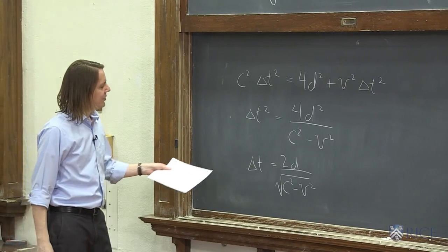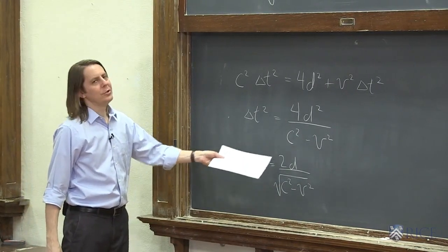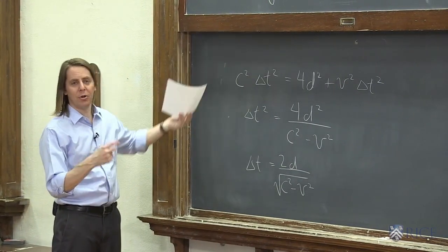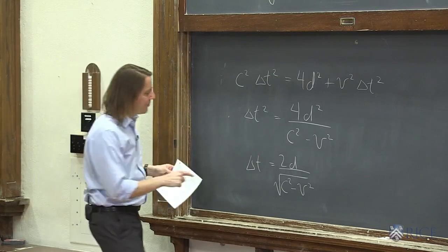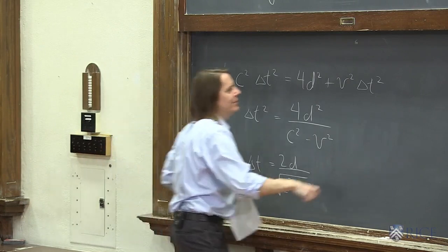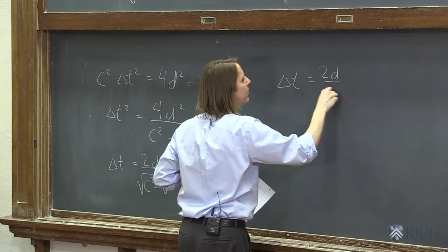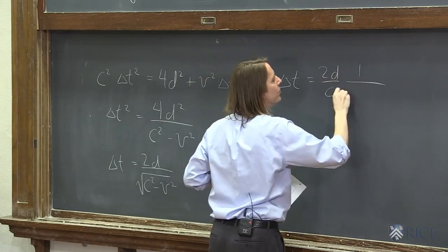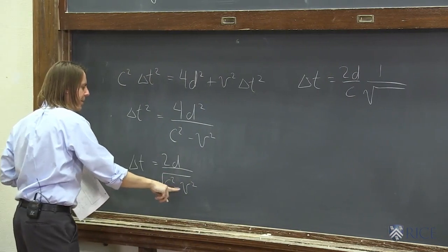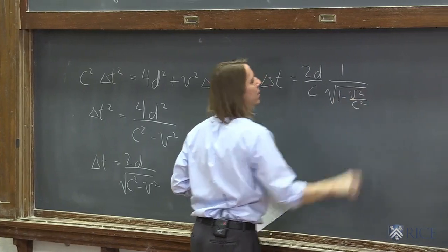So we're just kind of making a mess, except notice delta t in terms of 2d almost over c. Remember, 2d over c, that was the delta t in the bullet frame, what we called the delta tp. So if I could just pull a c squared out of here, I'd have 2d over c. So let's do that. Let's get that delta t is 2d over c times 1 over the square root. And I got that c by pulling it out of here. So that's 1 minus v squared over c squared.